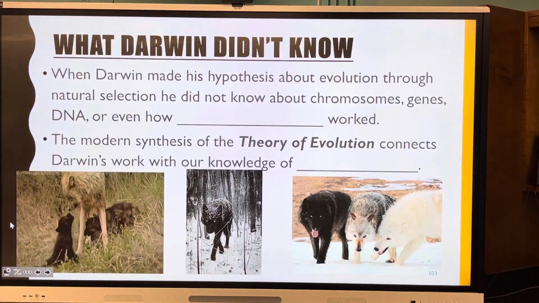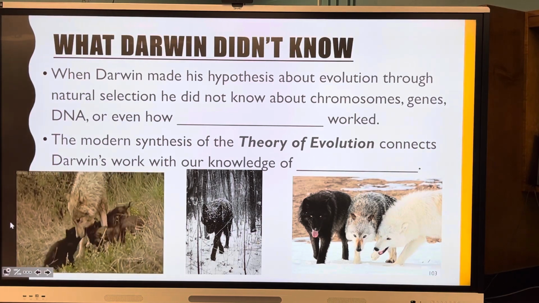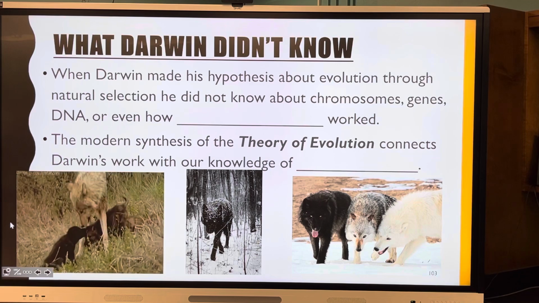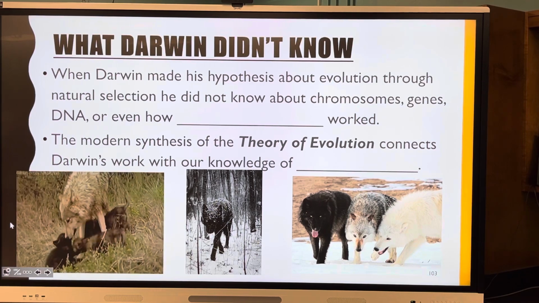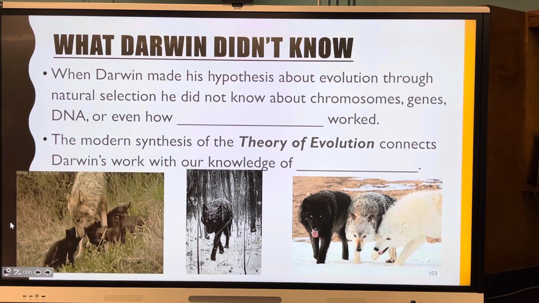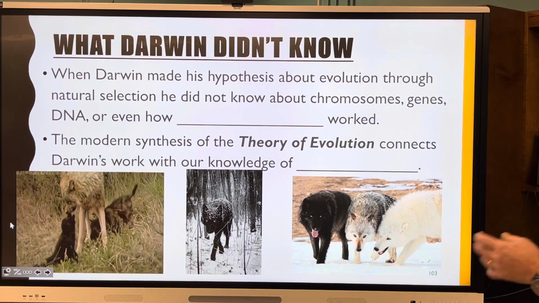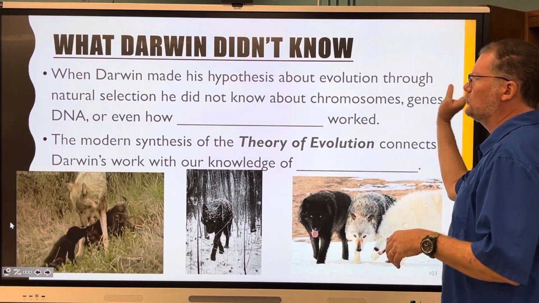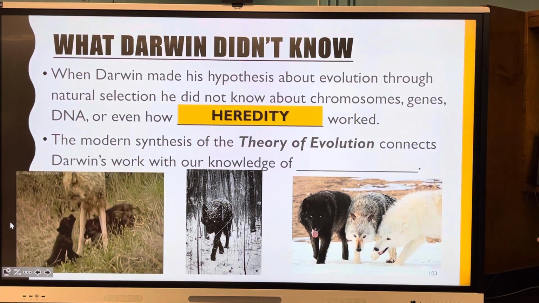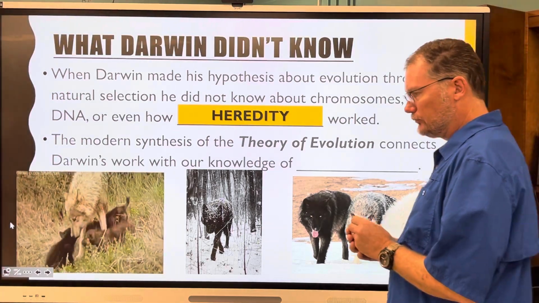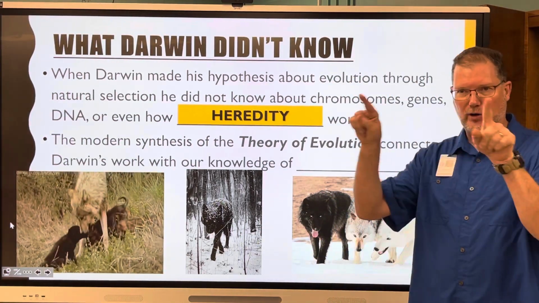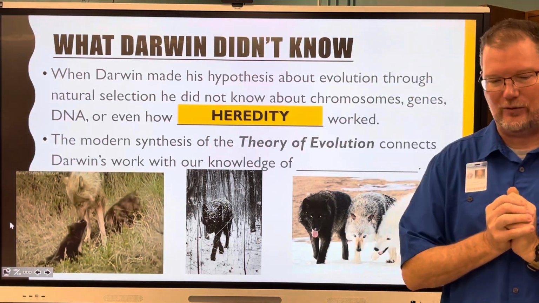So what Darwin didn't know, and he didn't know a lot, obviously, he knew enough to write a book and come up with the mechanism for natural selection. When he made that hypothesis about evolution, we already discussed this, he didn't know about chromosomes, genes, or DNA. He didn't even know how heredity worked, like Mendelian genetics with the Punnett squares and all that. He didn't know how that worked either.